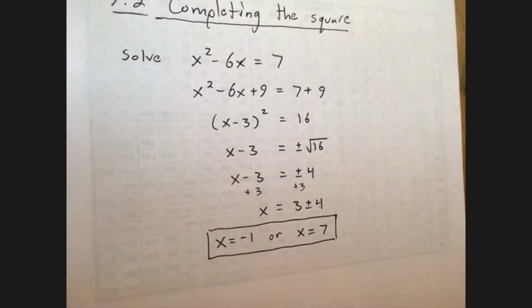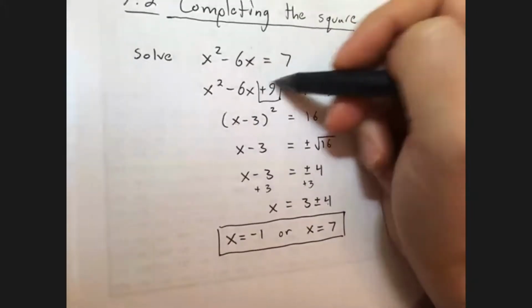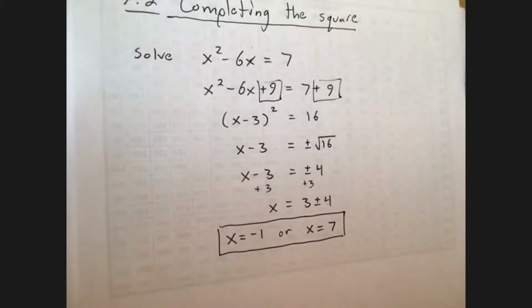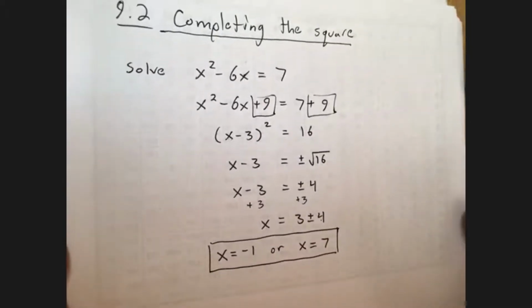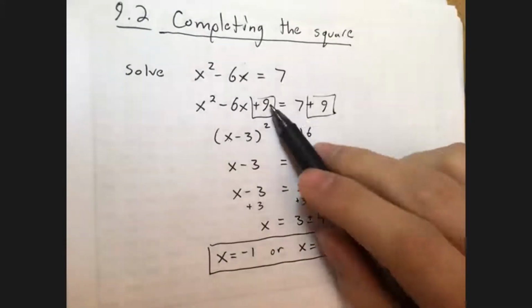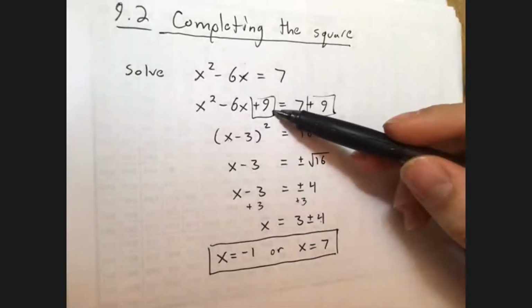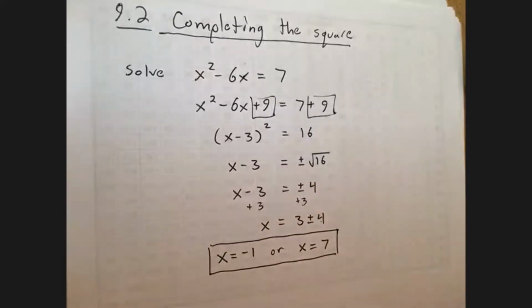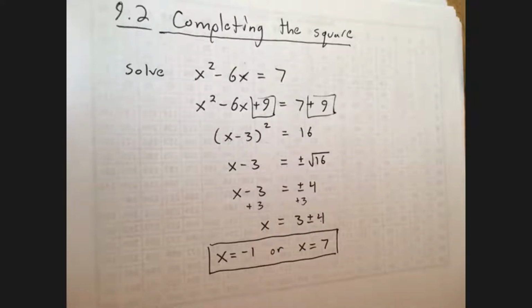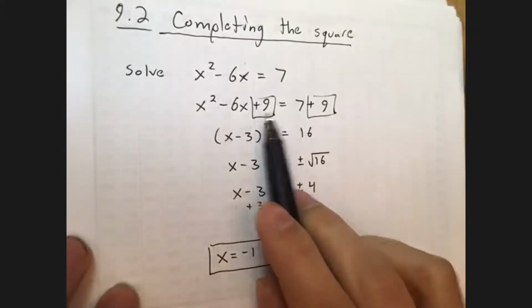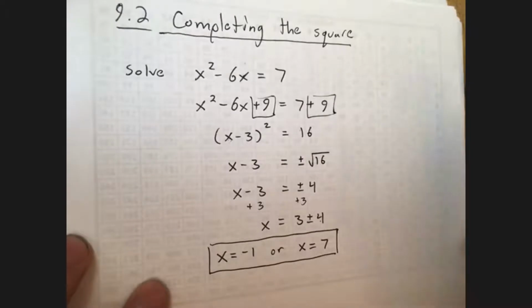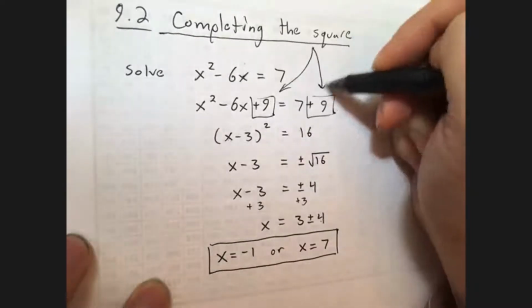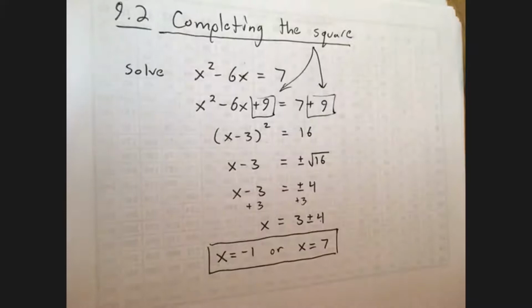Now that, like I said, was probably mysterious. Like, where does this plus 9 come from? Well, that's the whole point of completing the square: finding out how to come up with this number, and then realizing that if you do it right, what you'll have next is a perfect square. So let's talk about where this number comes from. That's the whole point of completing the square, finding that number to add to both sides.